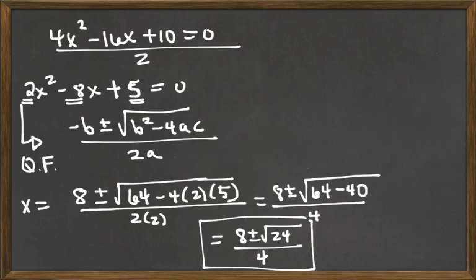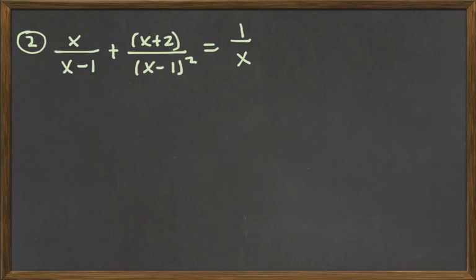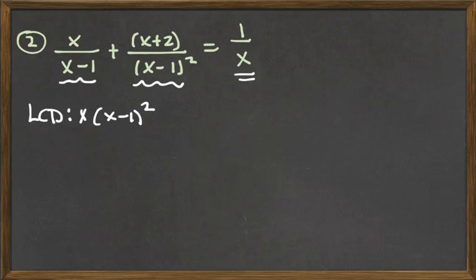All right, let's try one more. Let's go back to this board, and let's see if we can solve this one. In this case, it might be a little bit harder to tell what our least common denominator is. It's not always the product of all the denominators. So here we have a factor of x minus 1, and here we have a factor of x minus 1 squared. So we wouldn't say x minus 1 times x minus 1 squared. We would say our least common denominator is just x minus 1 squared times x. I'm going to put it over there.